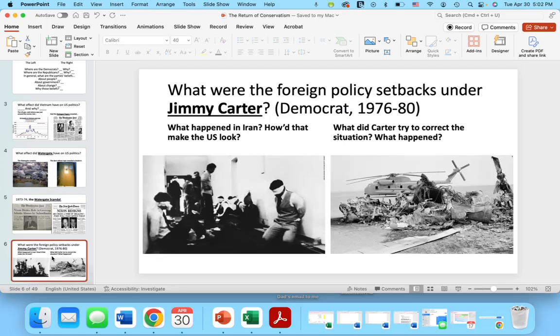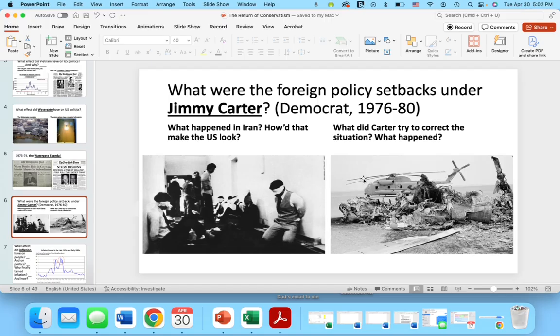Another setback was in foreign policy. Under Jimmy Carter, a Democratic president from 1976 to 1980, the revolution happened in Iran, and some Iranians took over the U.S. Embassy and took Americans hostage for over a year. Carter sent in helicopters to try to rescue them, and the helicopters crashed. Sand got in the engine, and the helicopters crashed. So it was another government failure, another politician who was seen to be weak and ineffective.